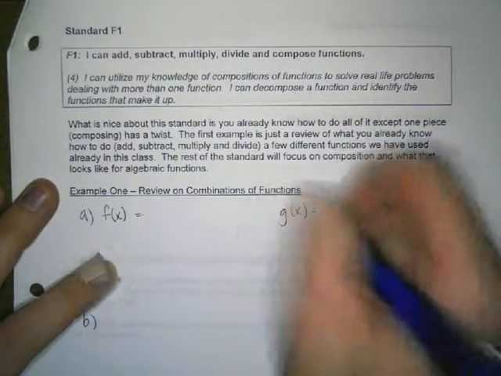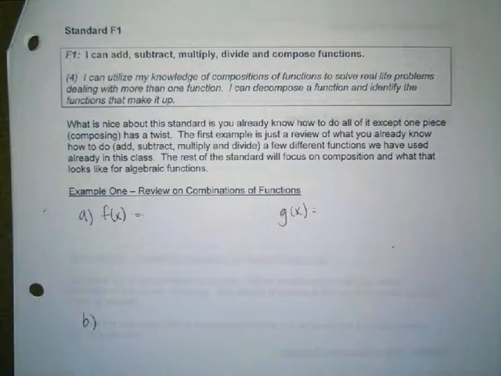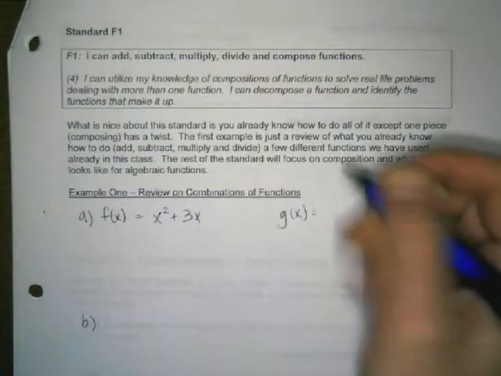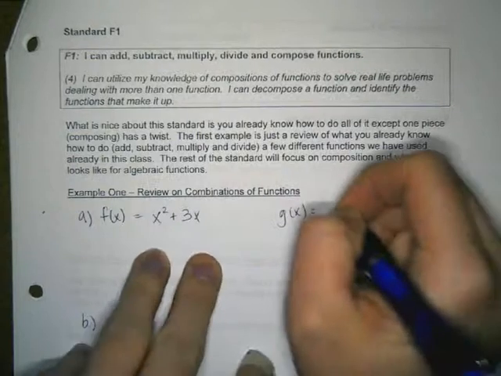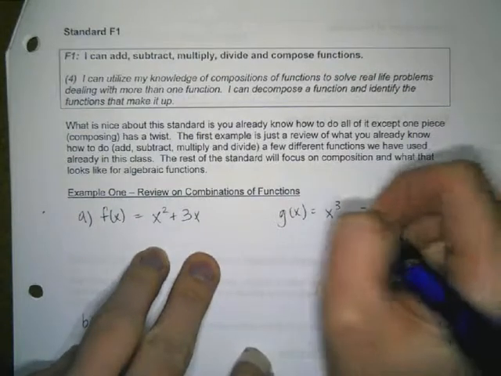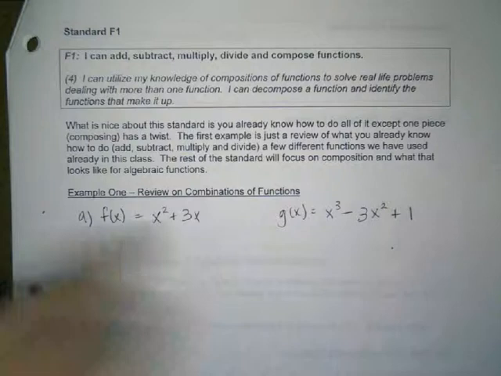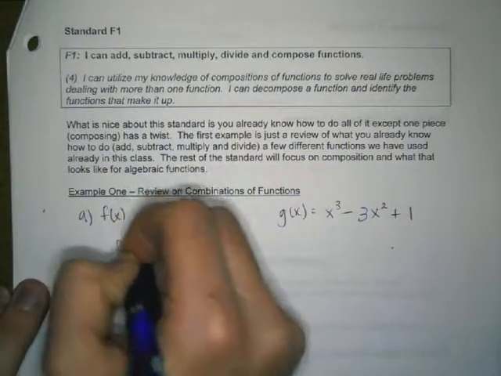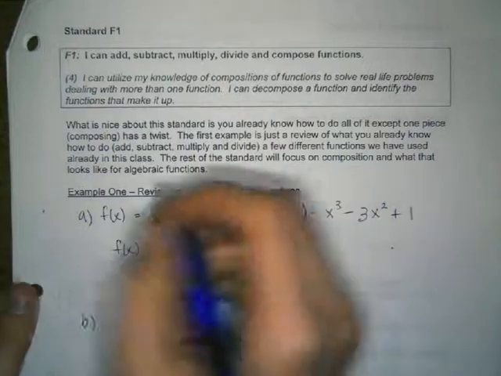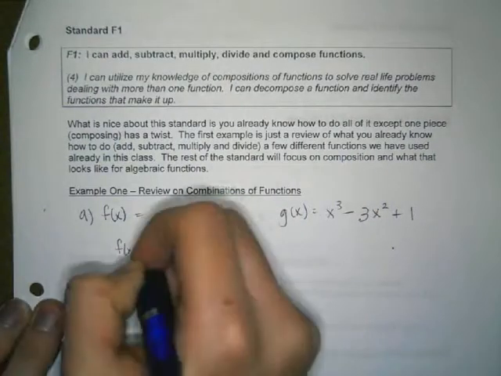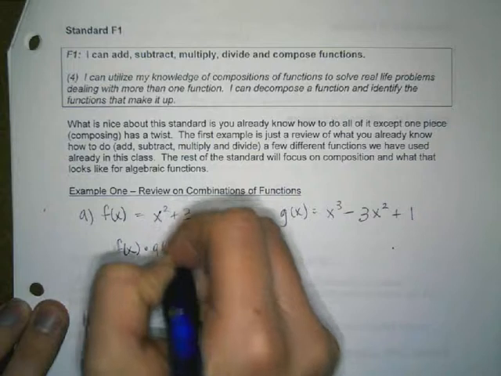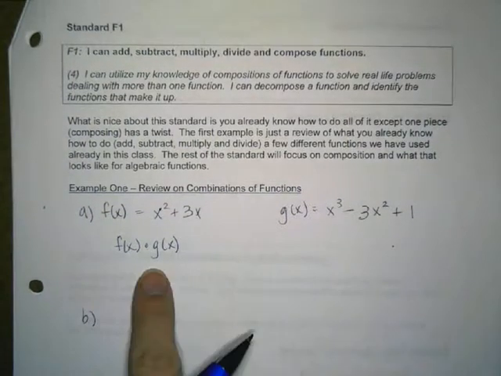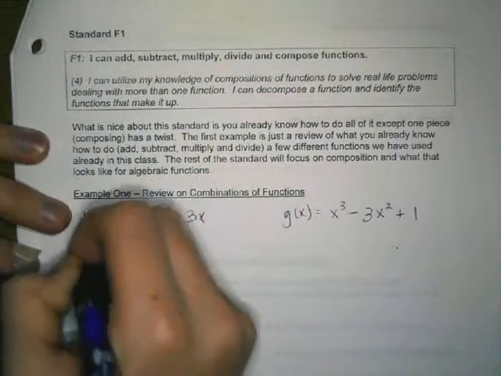for each one. Okay, my f of x function is going to be x squared plus 3x. My g of x function is going to be x cubed minus 3x squared plus 1. And then we're going to do 2 things here. We're going to find f of x, well, we'll just do one thing. How about f of x times g of x?